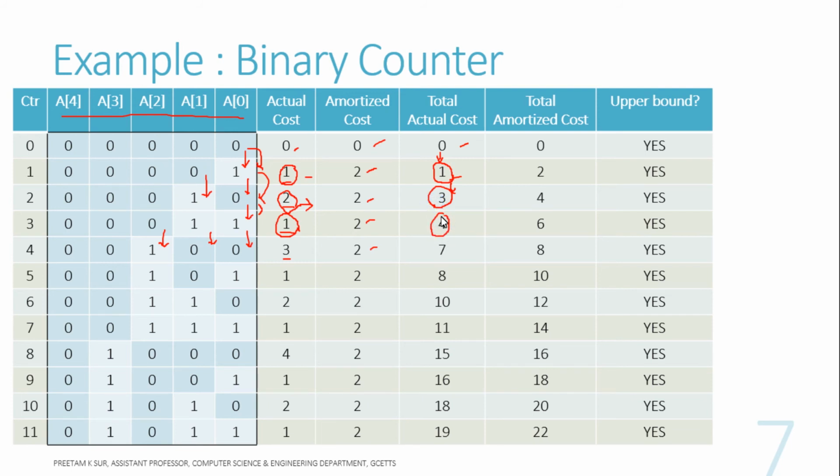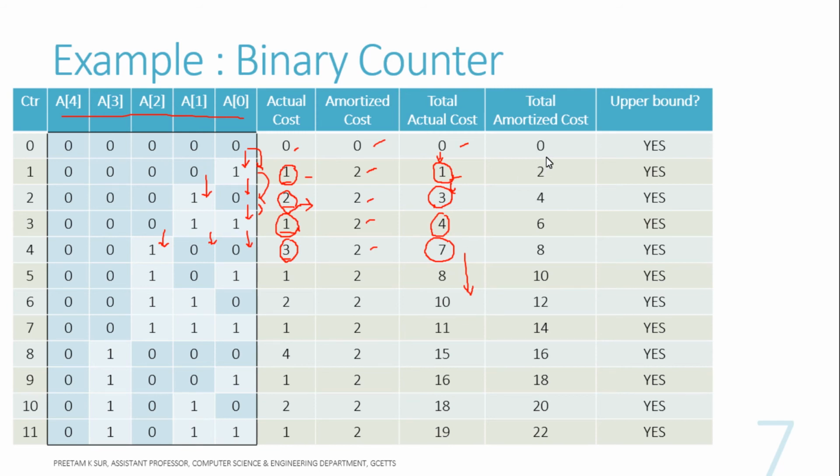Now in the next increment call we will have an actual cost of 3, so that will be added to the total actual cost, and the new total actual cost at that level is 7. In this way the actual cost column is added to the total actual cost to find out the total actual cost after each increment operation.